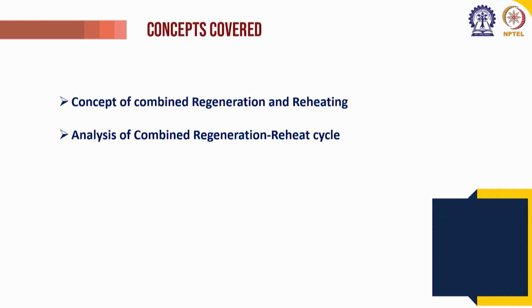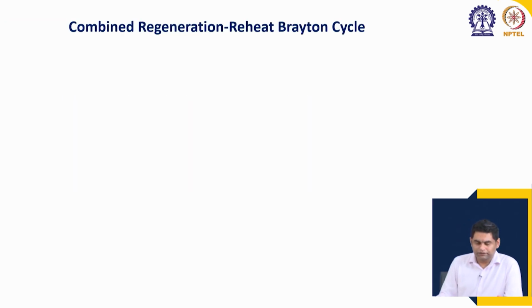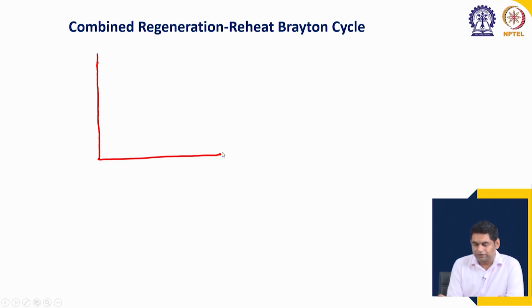The concepts that are going to be covered in this lecture are the concept of combined regeneration and reheating, how it is applied to a Brayton cycle, and the analysis of the combined regeneration reheat cycle, and we will also do some numerical calculations. So, let us start by drawing the TS diagram of this combined regeneration reheat cycle. Of course, you should be able to combine the component diagrams for the regeneration cycle and the reheat cycle to get this combined cycle component diagram. I leave it up to you as an exercise. We will go ahead with the TS diagram.